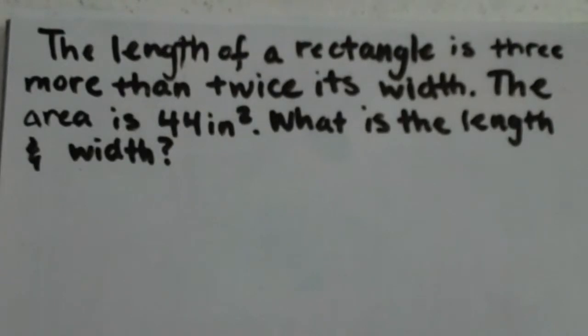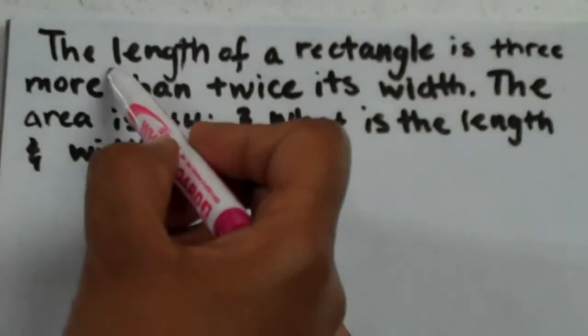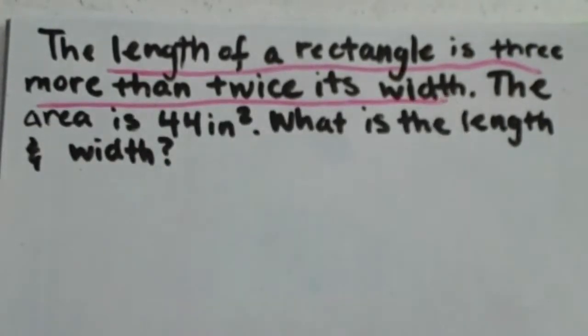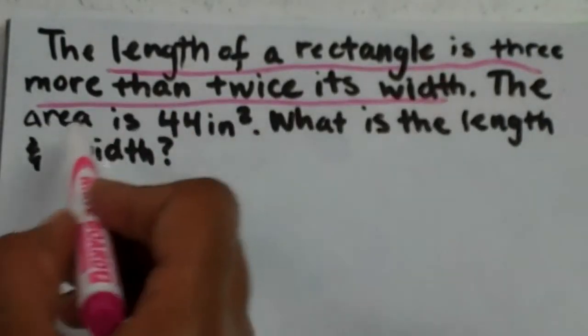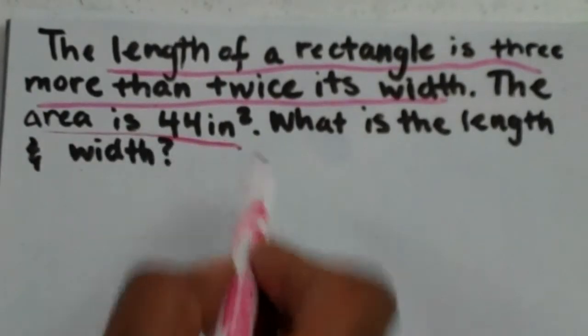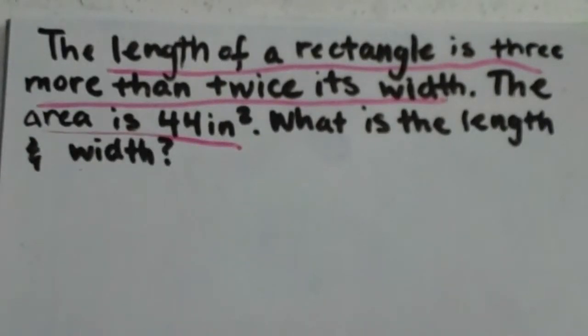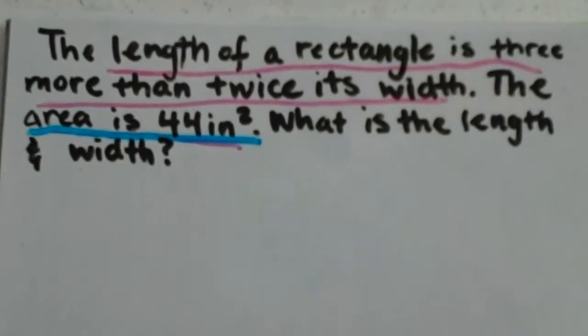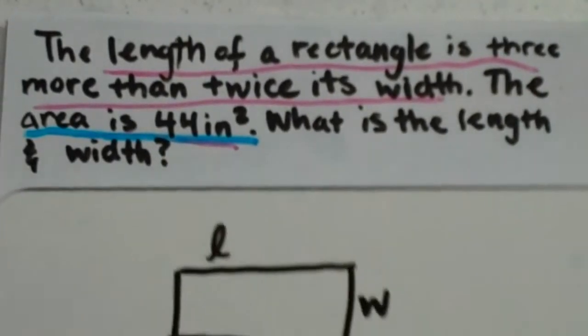So there's some key information in here. It tells us the length of a rectangle is 3 more than twice its width. And the other key information is that the area is 44 inches squared. So those are our two pieces of key information. So I always recommend that you make a little diagram.